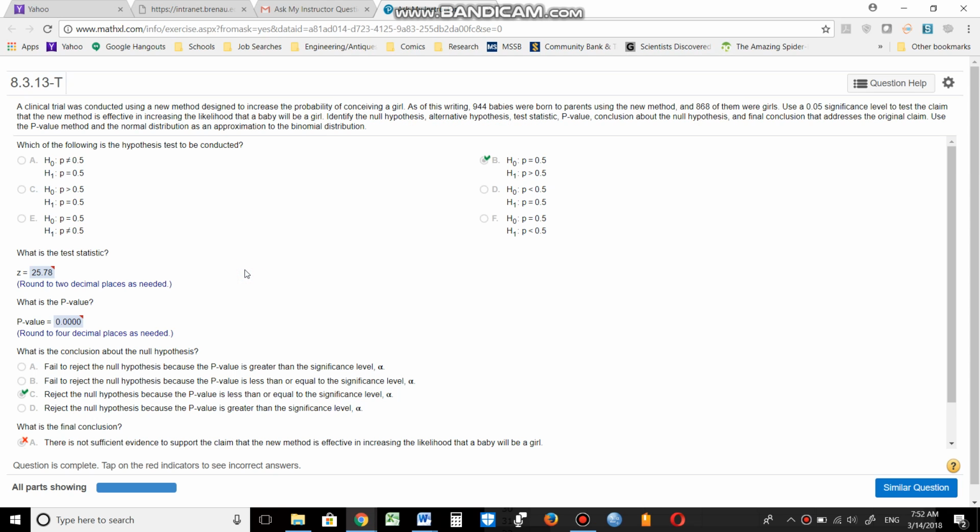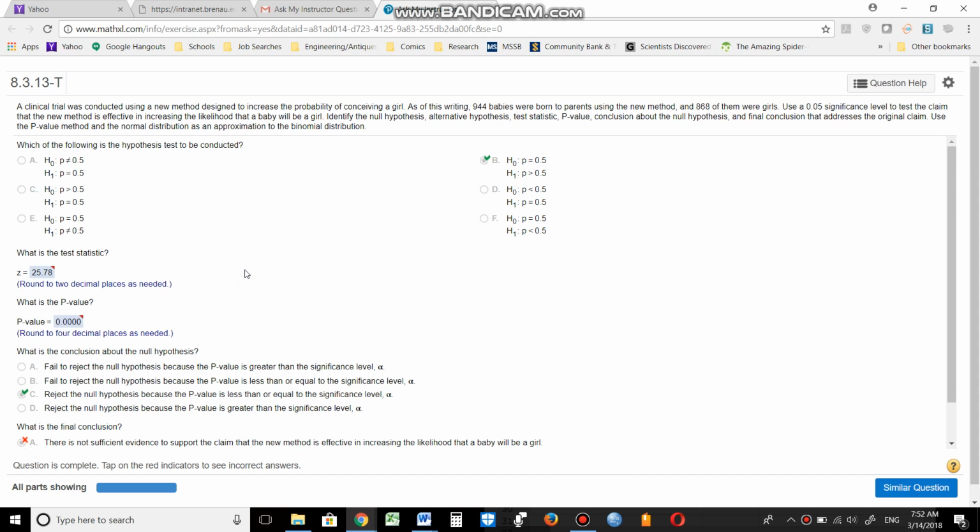Hello class, let's take a look at this problem here. We have 944 babies born to parents using the new method. We have two different methods for conceiving a girl, and 868 of 944 babies, 868 were girls.